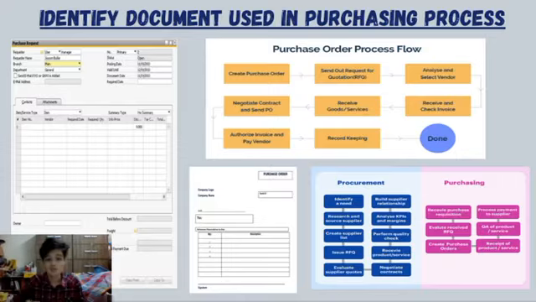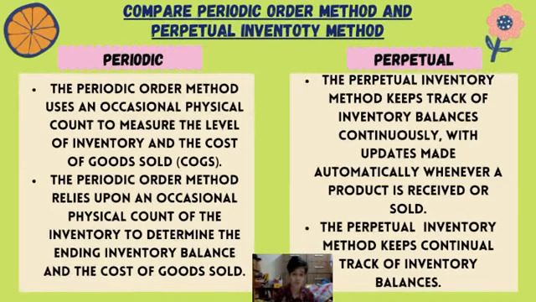As you can see, there is a system that collects the data. There is also a form that is used by the computer system, and the purchase order process flow. Now I will show you the comparison of the periodic order method and the perpetual inventory method.